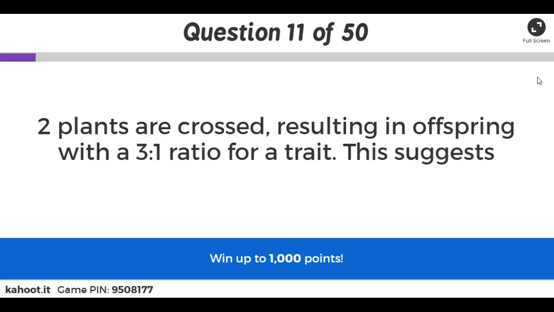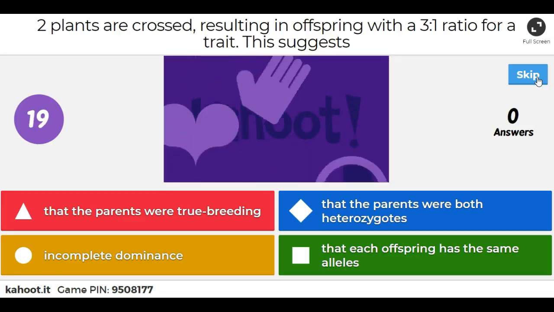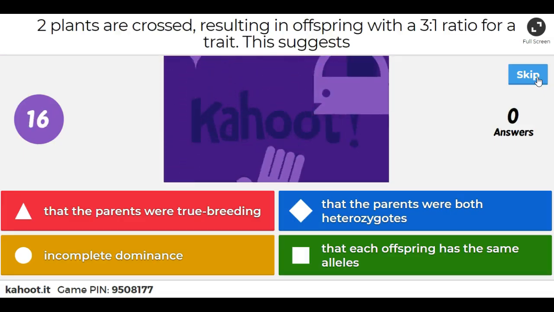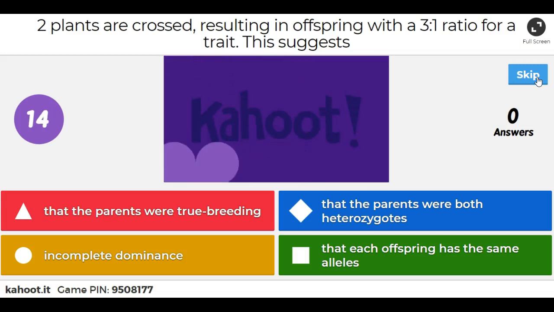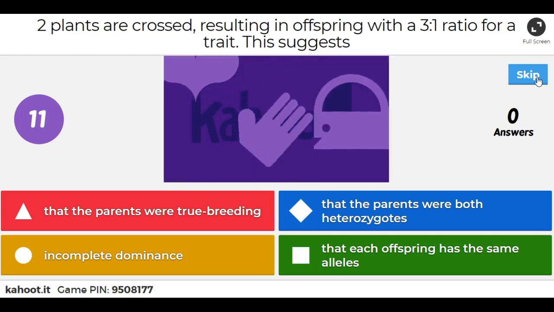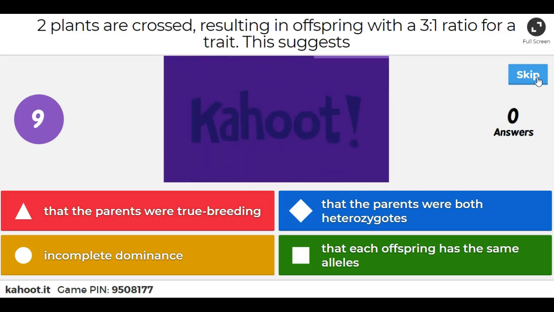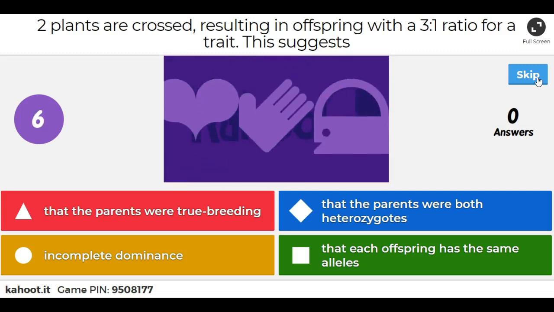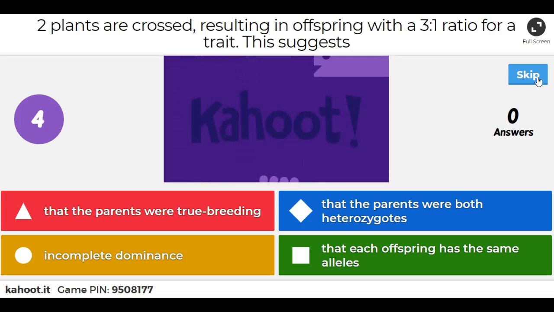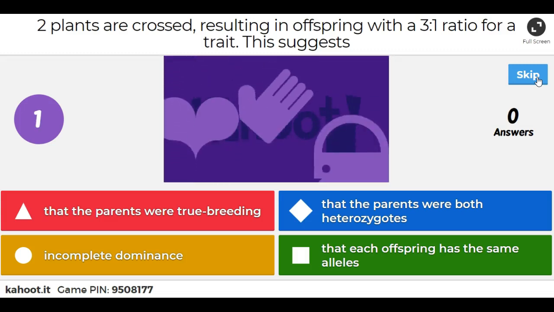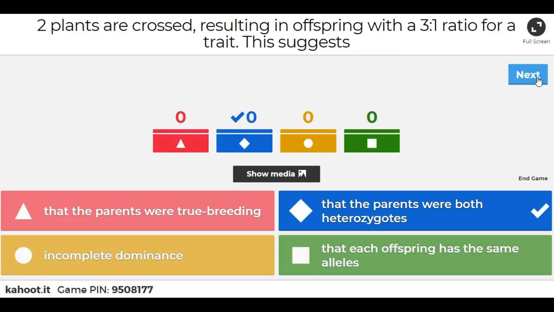Next question, number 11. 2 plants are crossed, resulting in the offspring with a 3-to-1 ratio for a trait. This would suggest which of the following? So the answer is that both of the parents were heterozygotes for a trait. We saw this in Mendel's results between his F2 generation and the F3 generation.